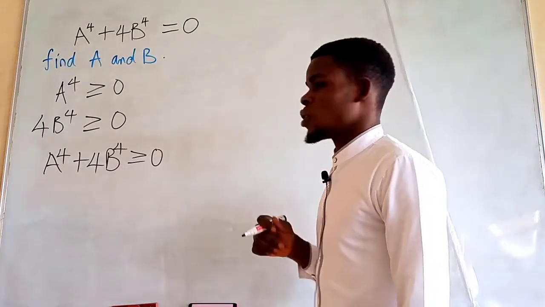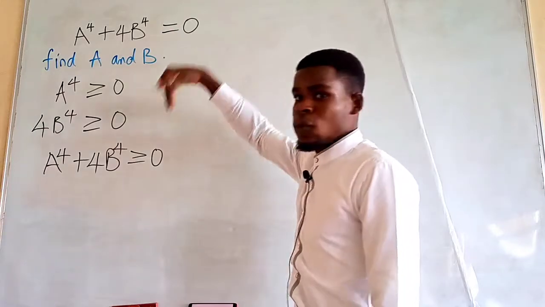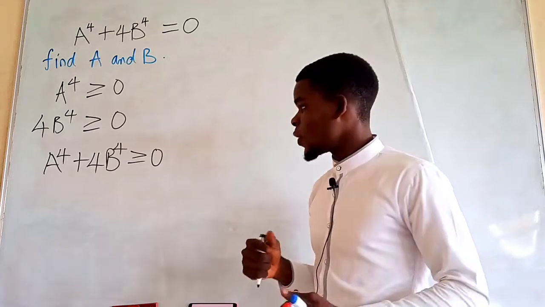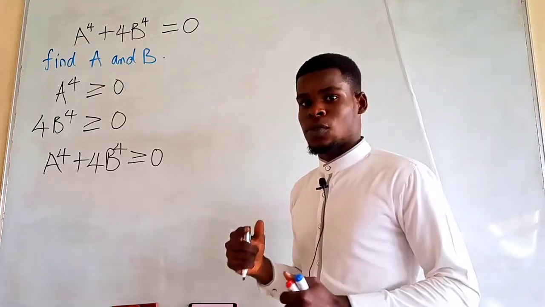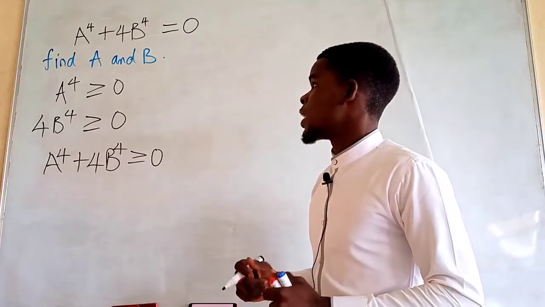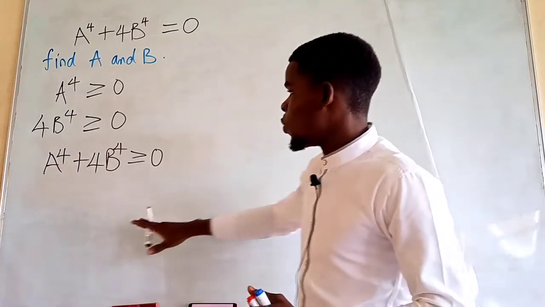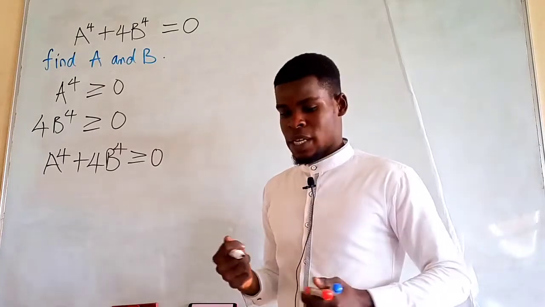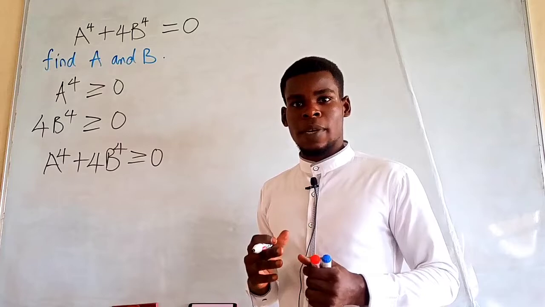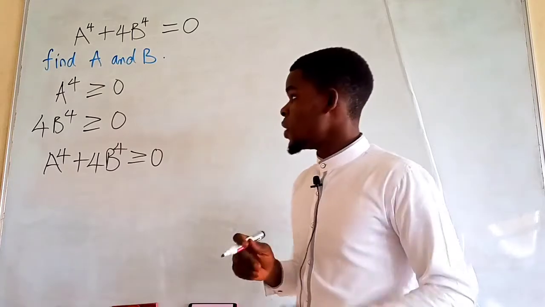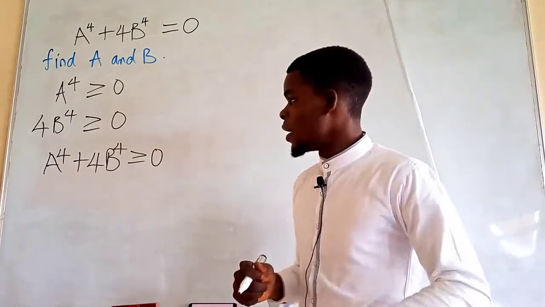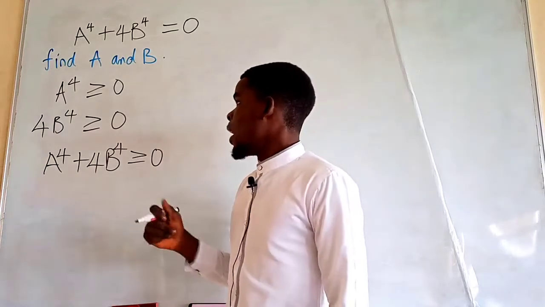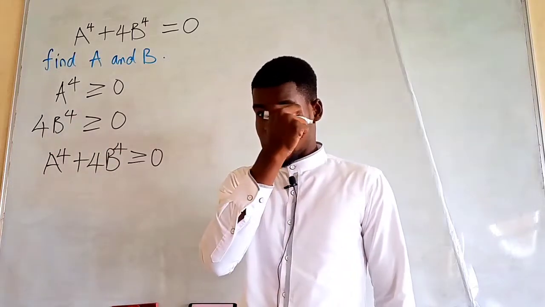Now, from our original equation, we saw that this should be equal to 0. That means it should not be greater than 0, alright? So we should find the values of a and b such that it will be equal to 0 strictly. So that tells us that we will only be looking for the values that make this 0. Now, having the sum of two numbers give you 0, where the two numbers are non-negative, means that the two numbers should be 0. That is, a to the power 4 cannot be negative, okay? And b to the power 4 also cannot be negative.